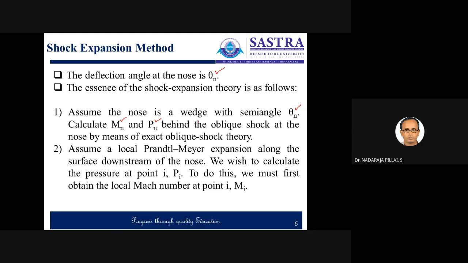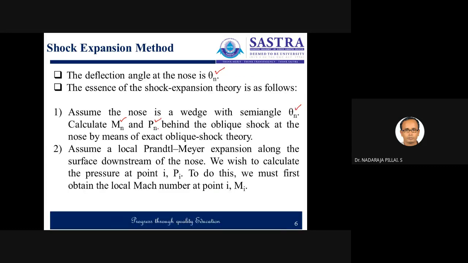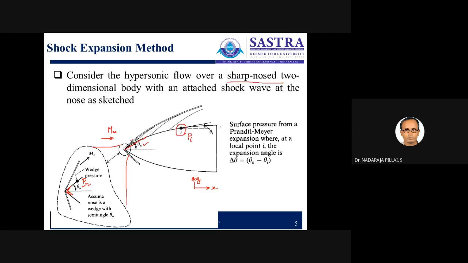Now let us consider the local Prandtl Meyer expansion along the surface downstream of the nose here, right? So we can consider the downstream of the nose having a local Prandtl Meyer expansion. So our ultimate aim is to calculate the parameter, that is pressure at point I.